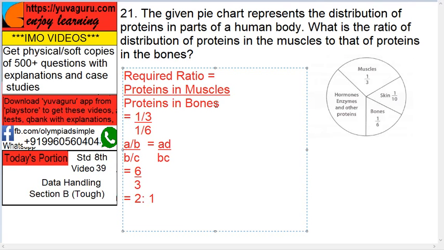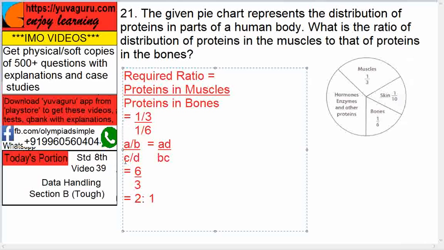Muscles upon proteins in bones. Okay. What is proteins in muscles? 1/3. 1 upon 3. What is proteins in bones? 1 by 6. Now this you will have to solve. The formula is A upon B, the whole upon C upon D. It should be A upon B, the whole upon C upon D equals to AD upon BC.